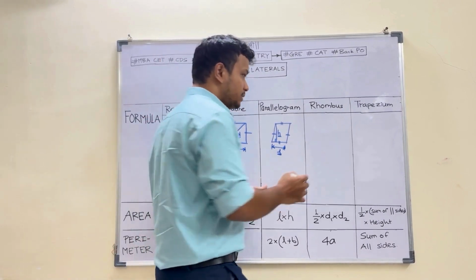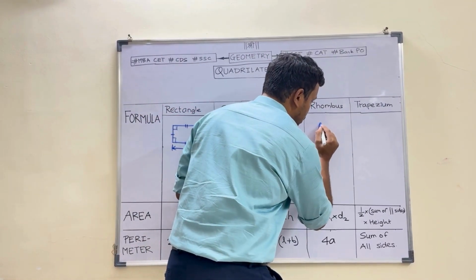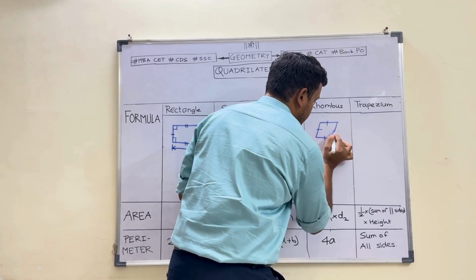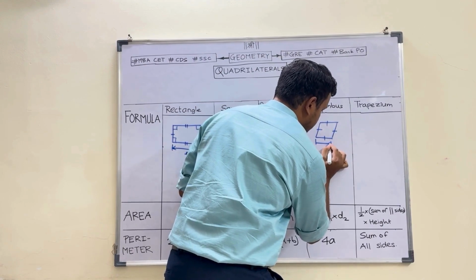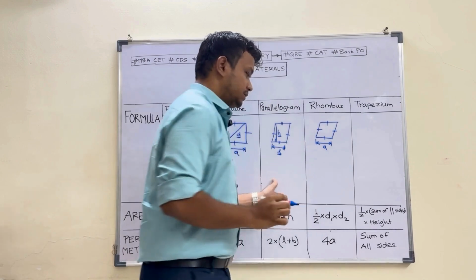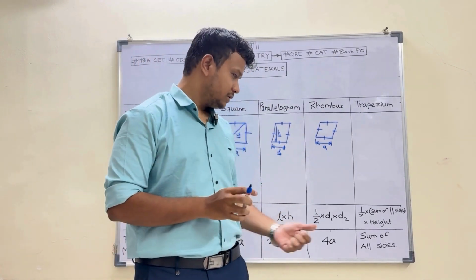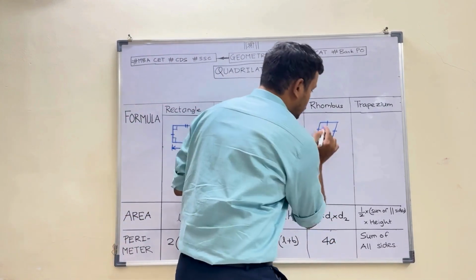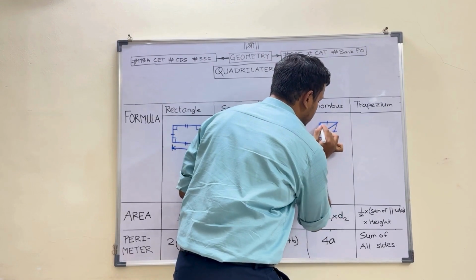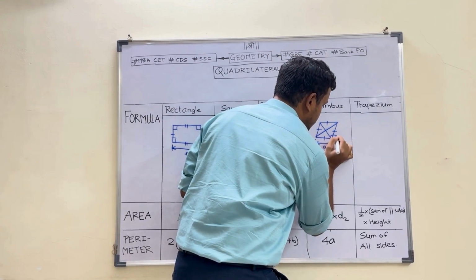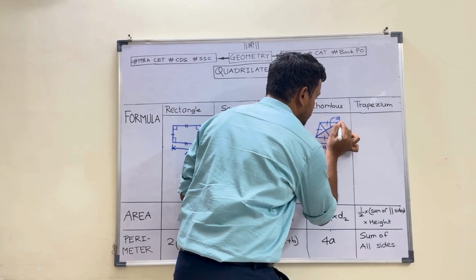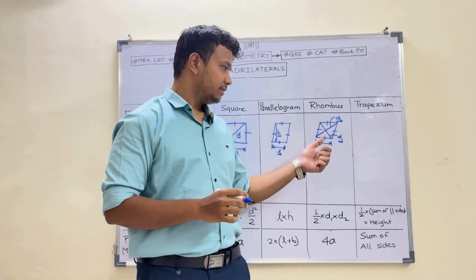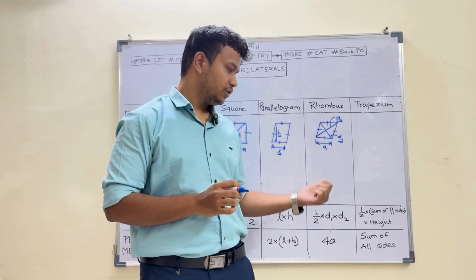Now we move to rhombus. Rhombus has a property that all the 4 sides of rhombus are equal. I'll just put the side length as A. So how can we compute the area of rhombus? Rhombus area is 1 by 2 into D1 into D2. What are D1 and D2? D1 and D2 are the diagonals of this rhombus. This is D1, this is D2. So if I multiply the diagonals by 1 by 2, I'll get the area of rhombus.